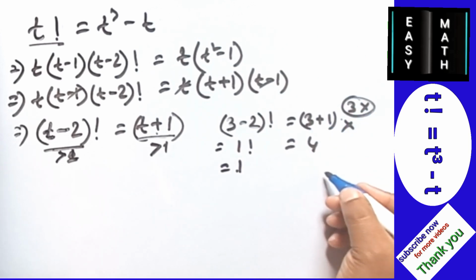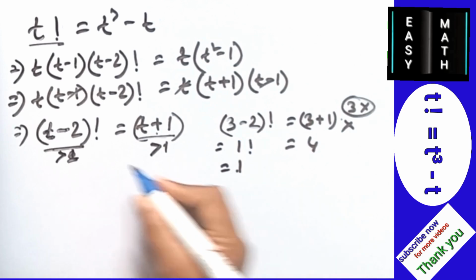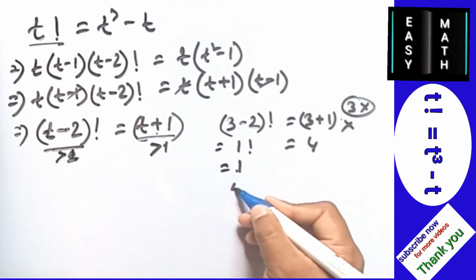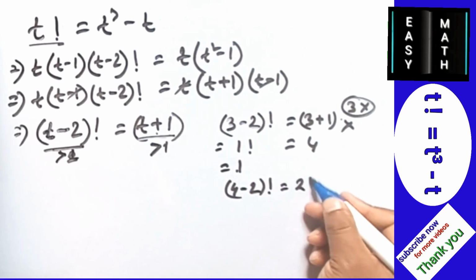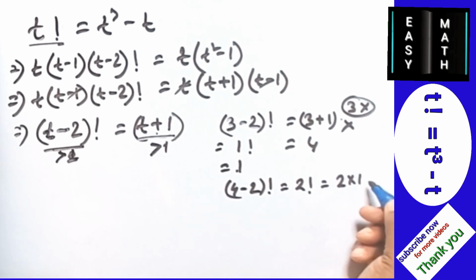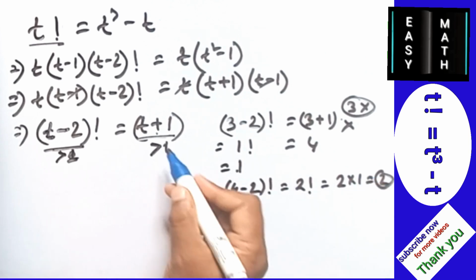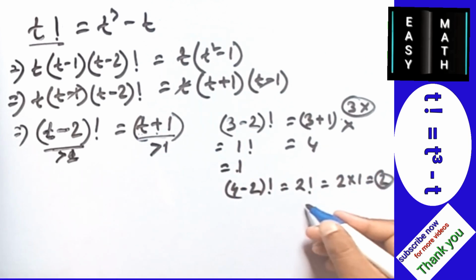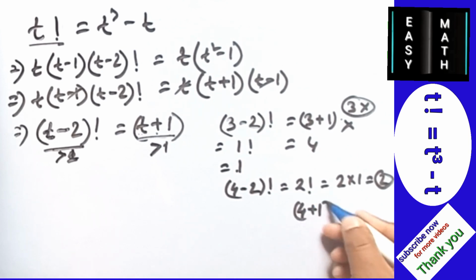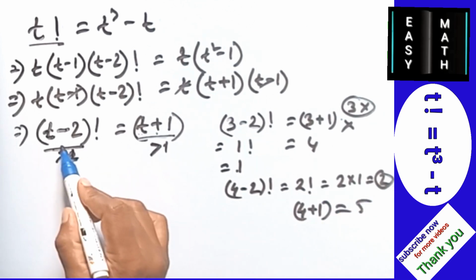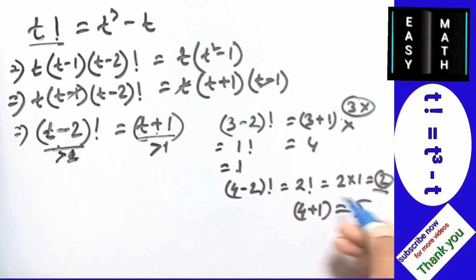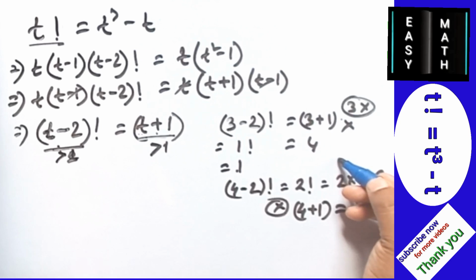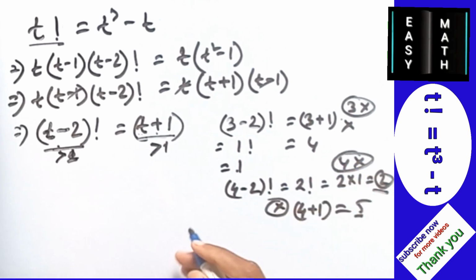And now if t value is 4, we can write 4 minus 2, this is 2, so 2 into 1 is equal to 2, and this side, t is equal to 4 plus 1, this is 5, so this side is 2 and this side is 5, so that's not possible, so t value 4 is not possible.